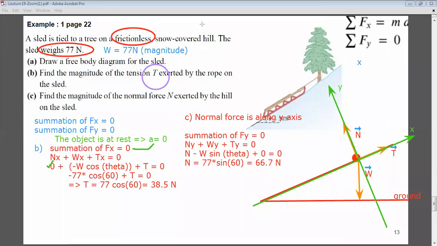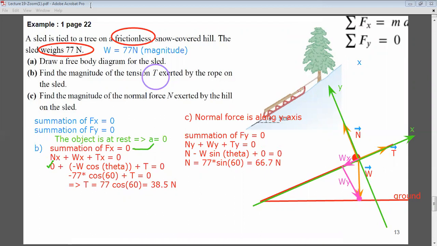Let's choose a different color. I find the tip of it. So this is the tip of it. Now, I go on the x-axis until I reach the tip of it, then I go along the y-axis until I reach the tip of it. Here we go. So this is Wx, and this is Wy.